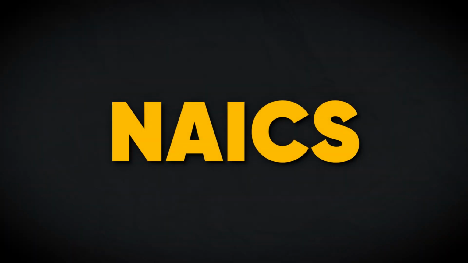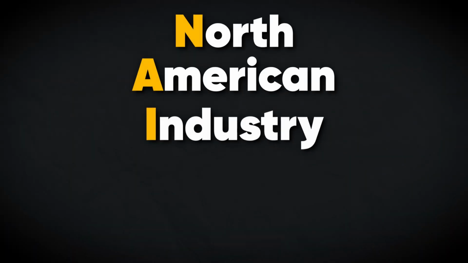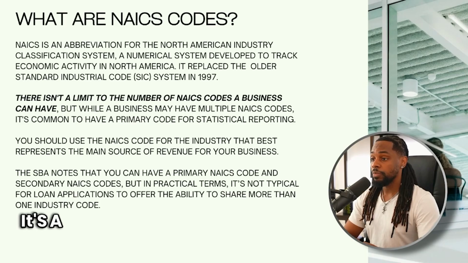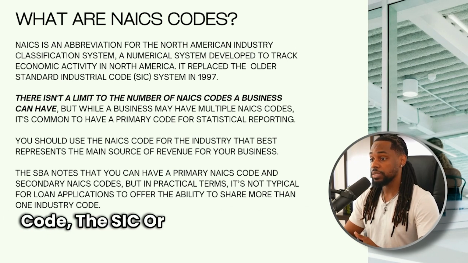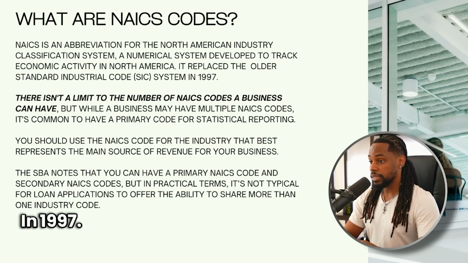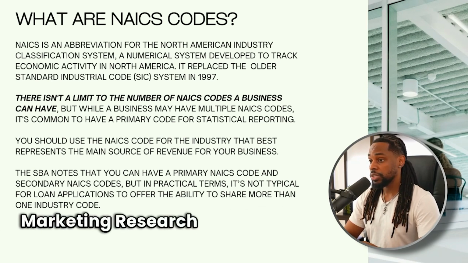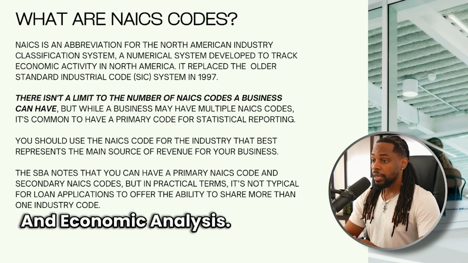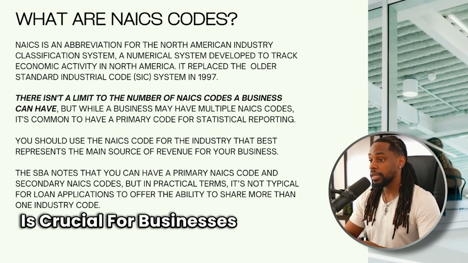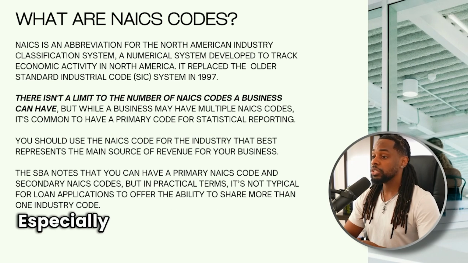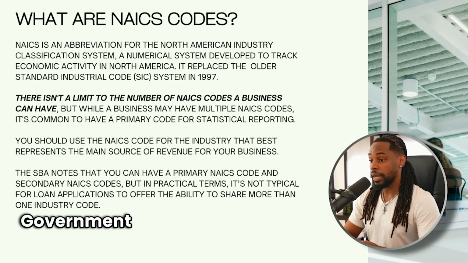NAICS is an abbreviation for the North American Industry Classification System. It's a numerical system that's developed to track economic activity in North America, and it replaced the old Standard Industrial Classification, or SIC code system, in 1997. These codes were essential for government reporting, marketing research, and economic analysis, and the NAICS code is crucial for businesses in identifying their sector, especially when starting up or filling out government documents.